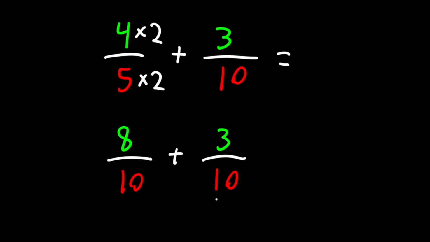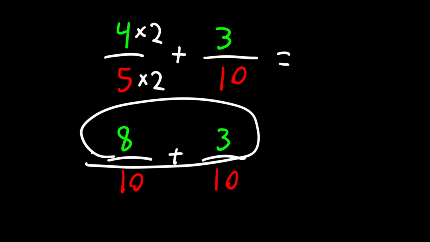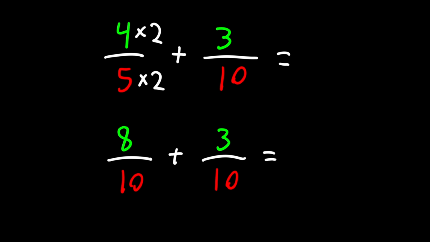Notice how these fractions have the same denominator now? So that means we're allowed to add the numerators together. 8 plus 3 is 11. And the denominator stays the same. So that means 11 over 10 is our final answer.